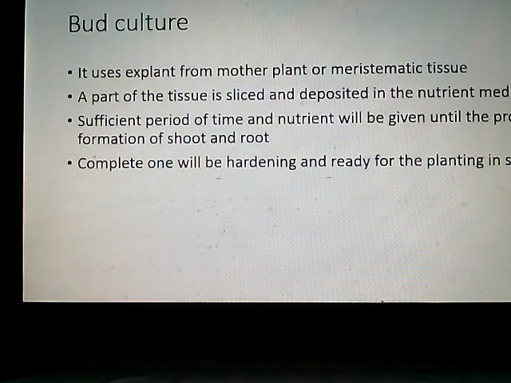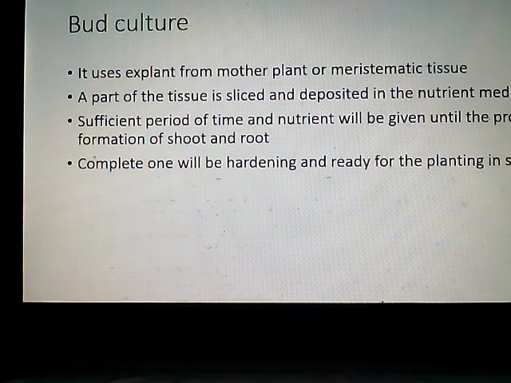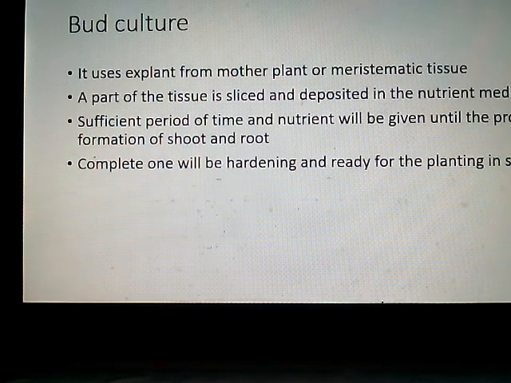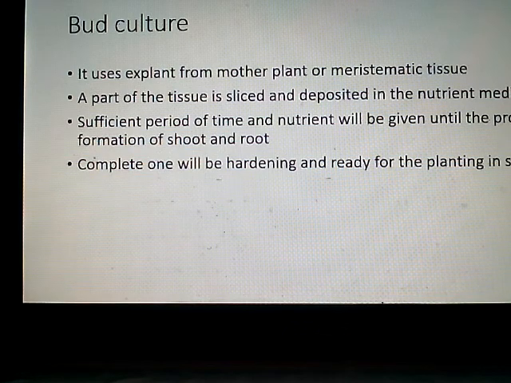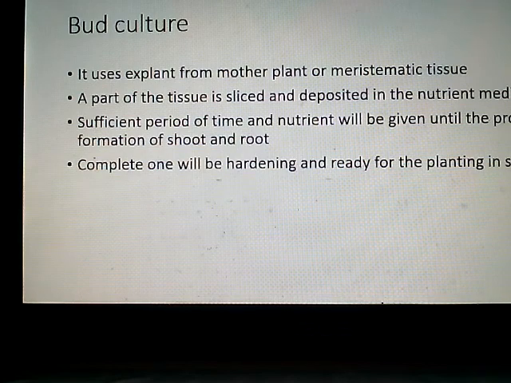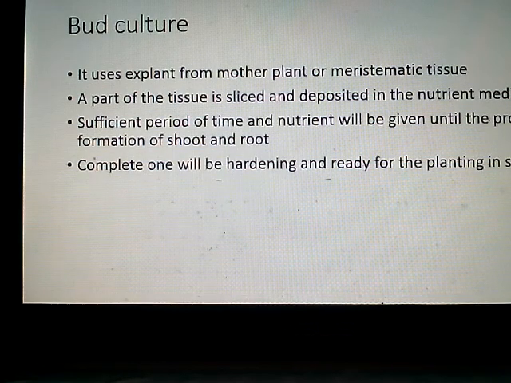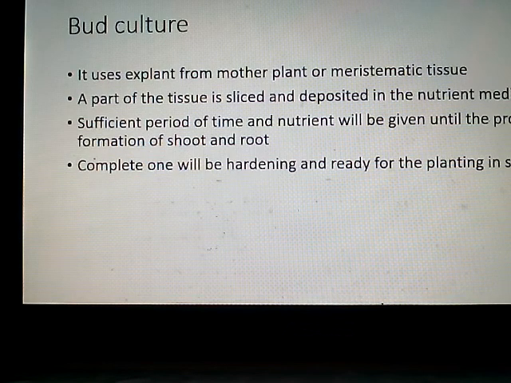The second one is bud culture. It uses explants from other plants or meristematic tissue. Part of the tissue is sliced and deposited in the nutrient media. Sufficient time and nutrients will be given until the proper formation of shoot and root. The completed one will be hardened and ready for planting in soil.